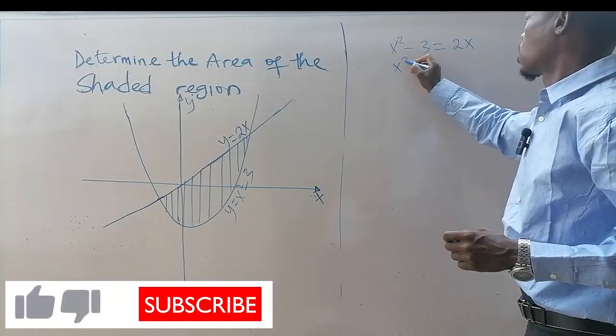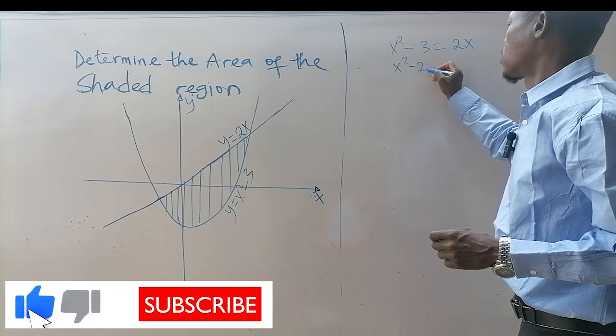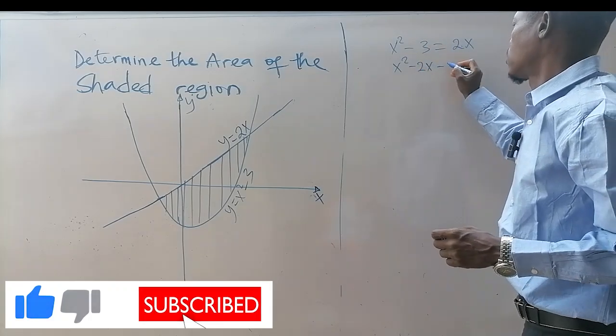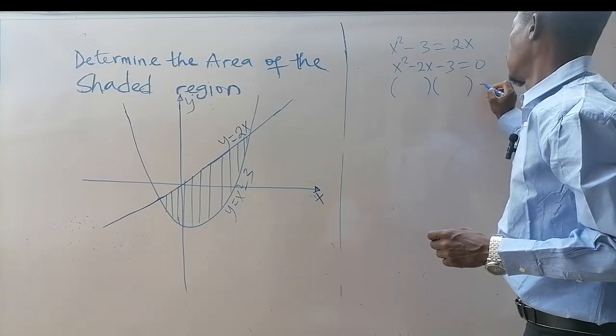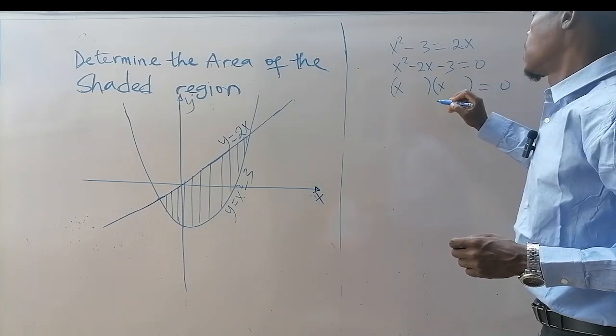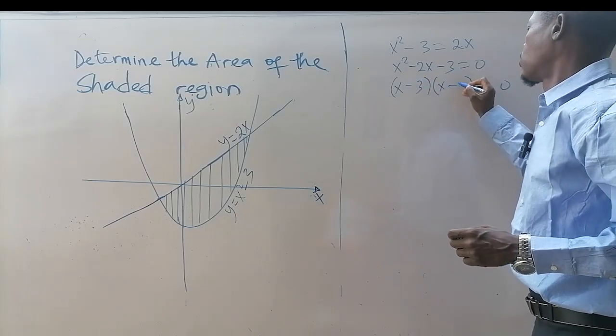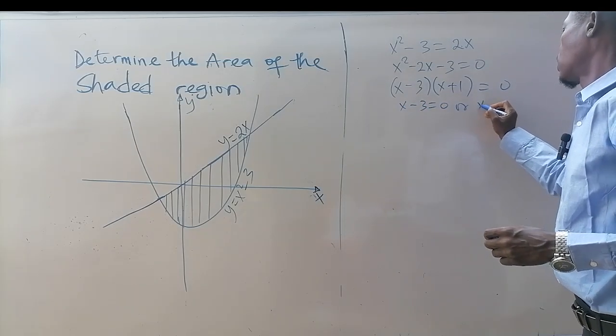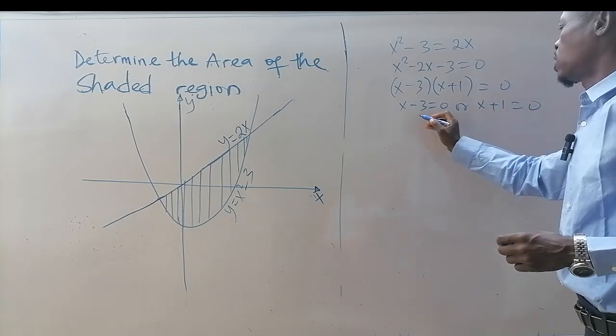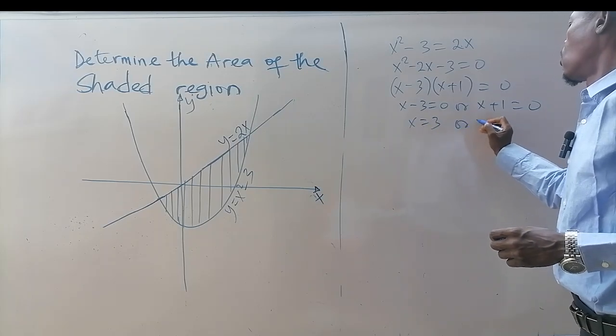2x equals x squared minus 3. Move it to the other side, equal to 0. So we can factorize this expression. Three is 3 and 1, so that will be x minus 3 times x plus 1. x minus 3 is equal to 0, or x plus 1 is equal to 0. So x is equal to 3 or minus 1.